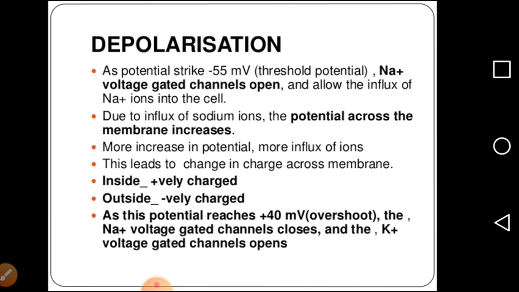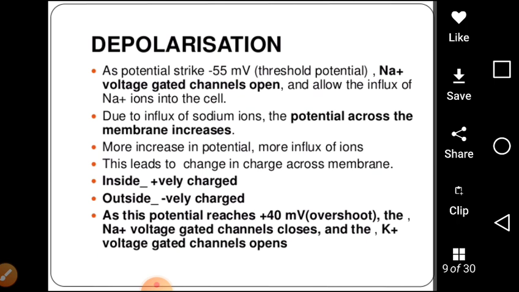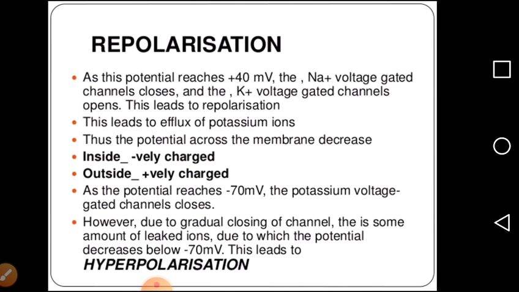Okay, this voltage from minus 55 millivolts will keep on increasing till it reaches plus 40 millivolts, which is called overshoot. The sodium voltage gated channels close and the potassium gated channels open up. After plus 40 millivolts has been reached, the sodium voltage gated channels will now close and potassium channels will open up, and this will lead to repolarization.